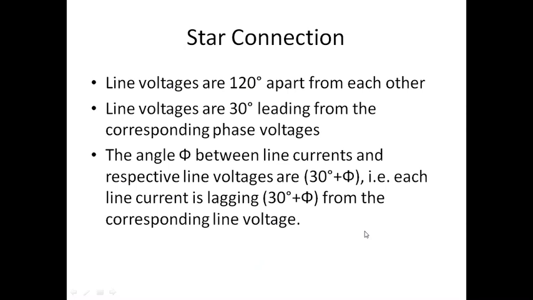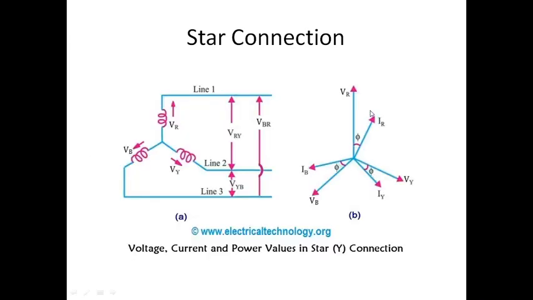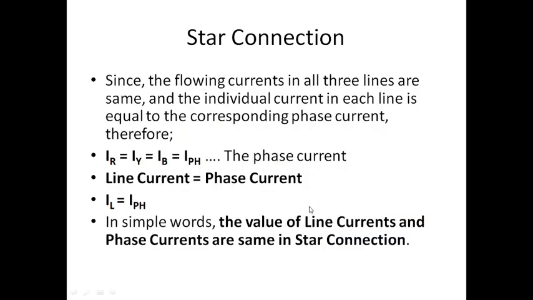Line voltages are 120 degrees apart from each other. Again, line voltages are 30 degrees leading from the corresponding phase voltage, and the angle phi between the line current and the respective line voltage is 30 degrees plus phi. That is, each line current is lagging 30 degrees plus phi from the corresponding line voltage. In this diagram, if you see, it is lagging by 180 degrees. All my currents are lagging by 180 degrees with this. That is what is specified there.